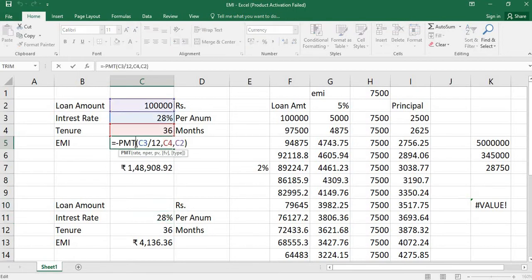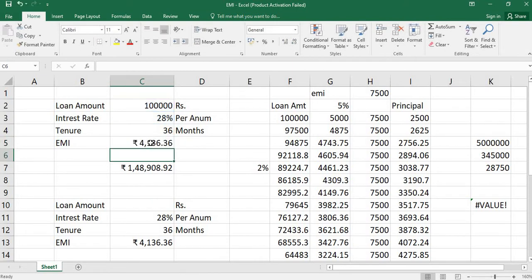In the payment formula, we have the loan amount, interest rate and tenure, and we need to calculate the EMI. But in the PV formula, the present value formula, we have the EMI, the tenure and the interest rate, and we need to calculate the loan amount.